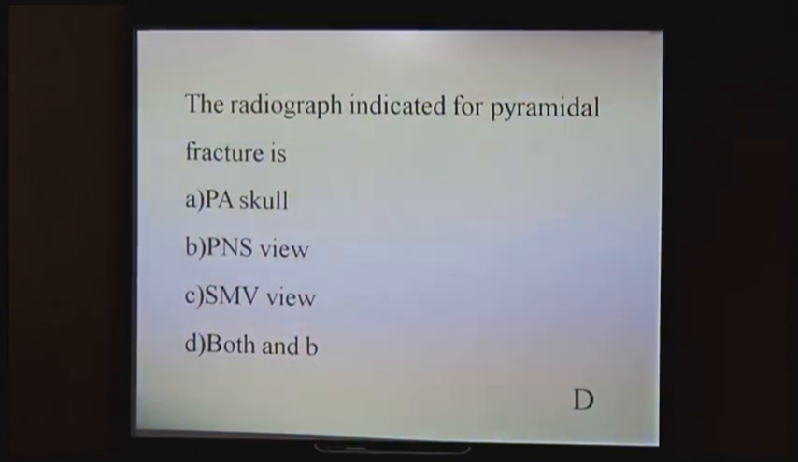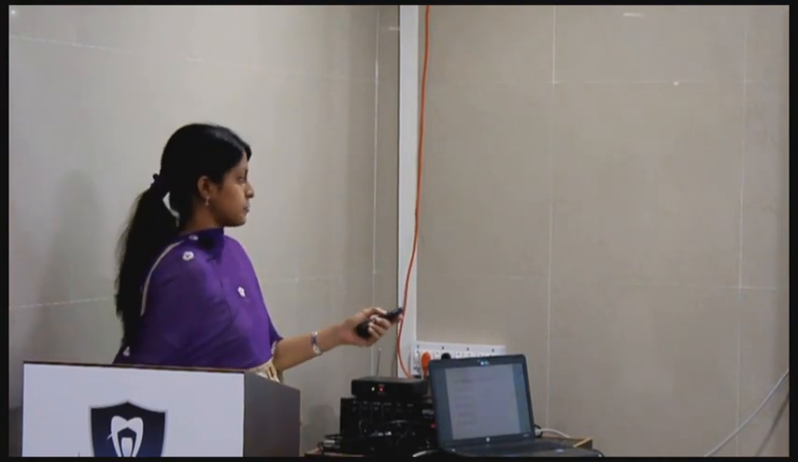Where do you use submentovertex view? Base of skull. Zygomatic arch fracture is only jug handle view. If you see a jug handle view, you will see only the zygomas. The entire base of skull will be radio opaque. You reduce the exposure to 1/3 of your submentovertex view, you develop a jug handle view. In jug handle view, you will see a radio opaque skull. Base of skull will not be visible, but only the zygomas will be visible. So it is indicated for zygoma fracture.